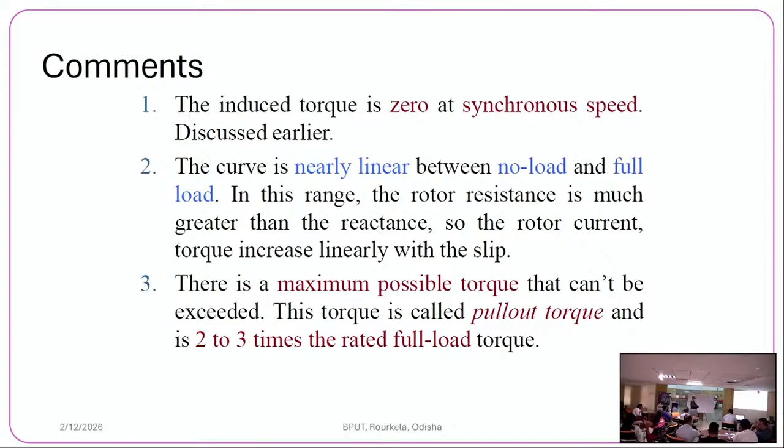Comments. The induced torque is 0 at synchronous speed, that you have discussed. The curve is nearly linear between no load and full load, that I have discussed in the initial part. In this region, the rotor resistance is much greater than the reactance, so the rotor current and torque increase linearly with the slip. The maximum possible torque that can't be exceeded is called the pull-out torque, and it is 2 to 3 times the rated torque.